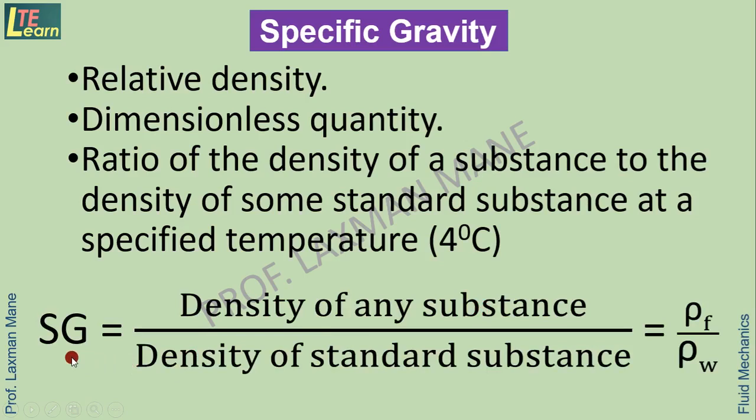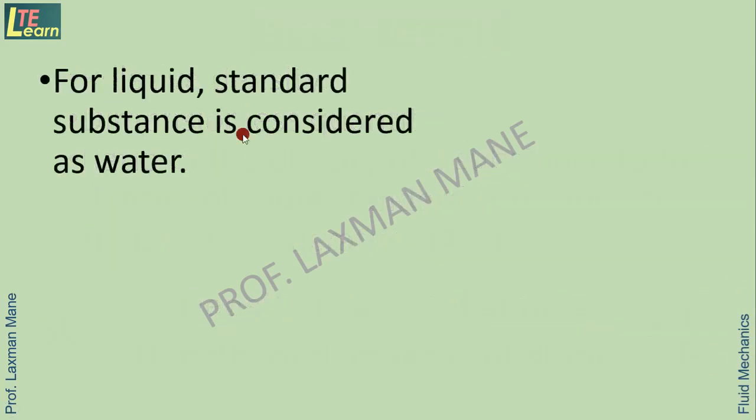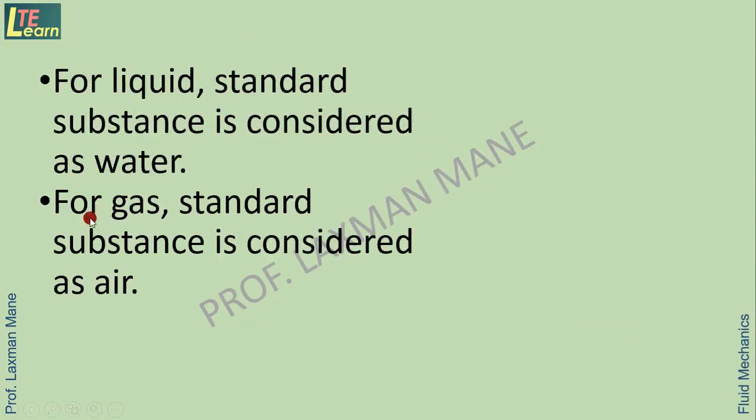Mathematically it is indicated by the letters SG, and that is equal to rho F by rho W. Rho F is the density of fluid and rho W is the density of water. Now here this is a comparison between the two densities. In this case, for finding the specific gravity of a liquid, the standard substance is considered as water, and to find the specific gravity of a gas, the standard substance is considered as air.